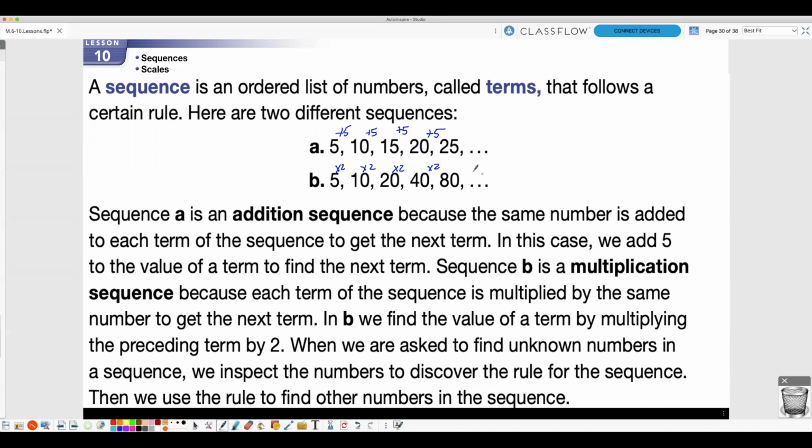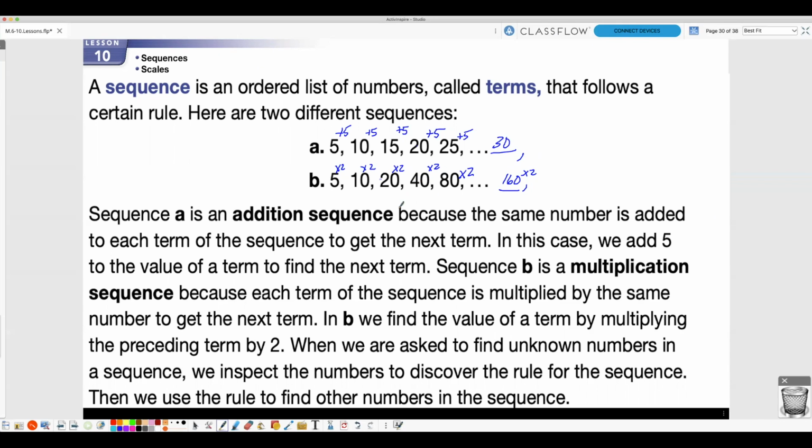So we would know what the next one, if we were looking for the next term in the sequence, if we're going to multiply by 2, would be 160. We also would know what the next one and this one would be. We'd add 5 to the last term in the sequence to get 30. And we could go on to infinity. You could just keep moving through that. Multiply times 2 if you're doing a multiplication sequence here.